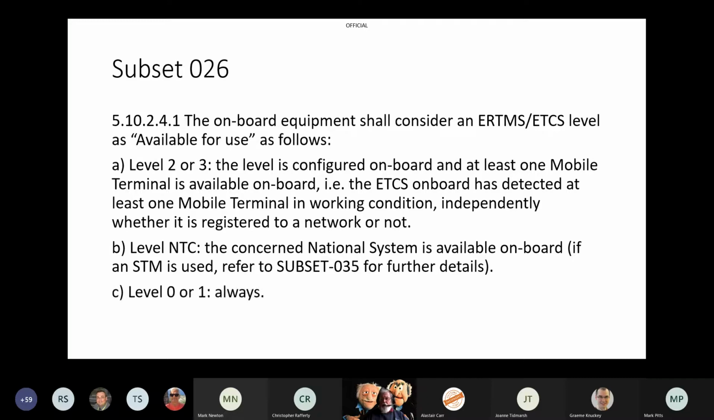Level 0 and level 1 are always considered to be available for use. Now that makes an interesting question, because there are some ETCS onboards which have specifically been configured to not allow level 0 or level 1 in certain circumstances, or to put an extra step in the process before you can select level 0. So are they compatible with the specifications? A very interesting question. Ask your NoBo.